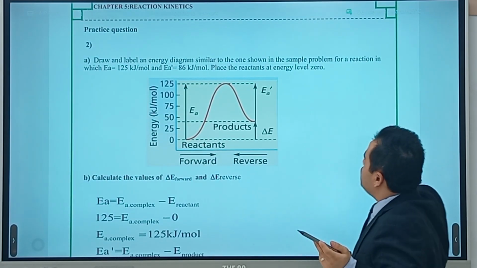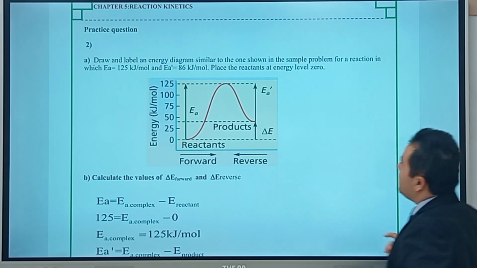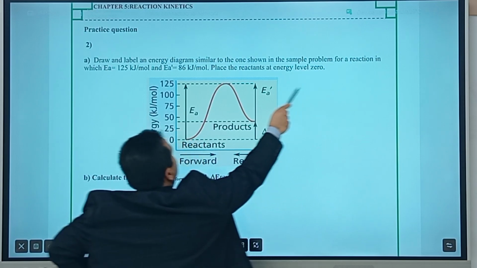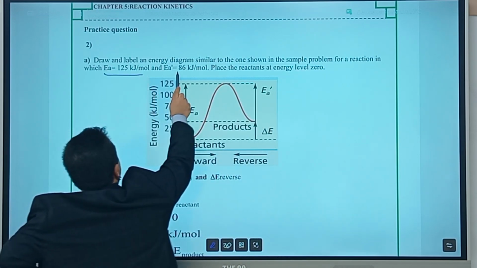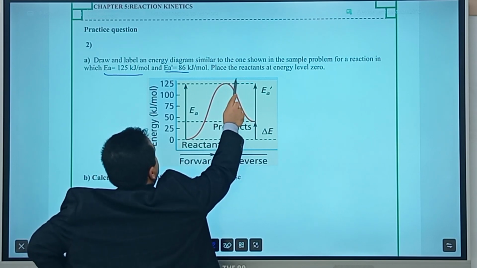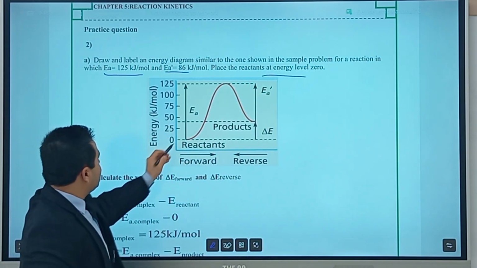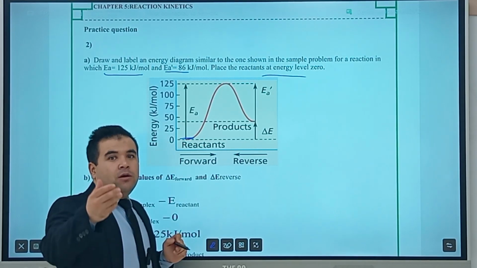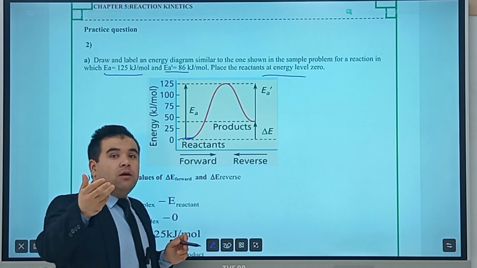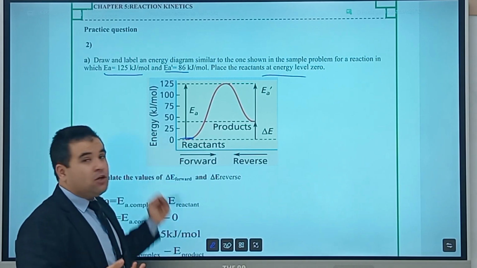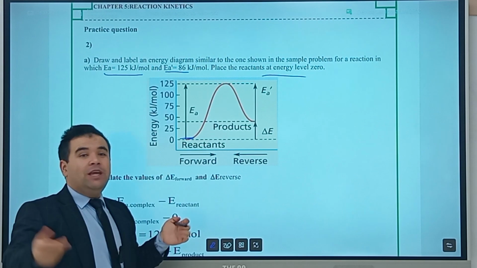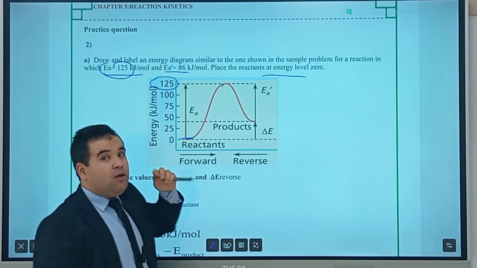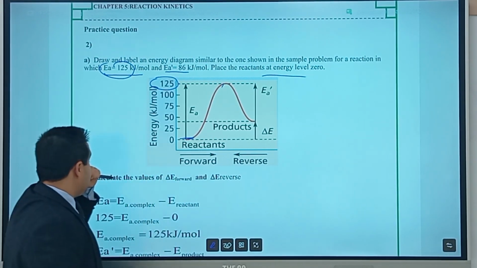That's how we can solve all the quantities graphically. Same, guys, same types of questions. Let us solve also this. Draw and label an energy diagram similar to the one shown in the sample problem for a reaction with EA 125 and EA prime 86. Place the reactant at 0. So placing the reactant at 0, here is the drawn one, and EA is equal to 125. What will be the position of the AC? We said whenever we start at 0, the AC is equal to EA, so you have to reach 125. Why? Because EA is 125. And then where should the product position be?